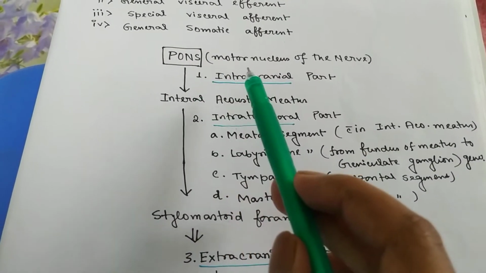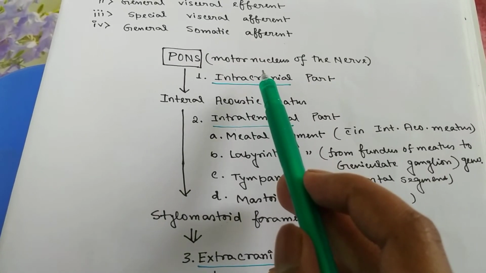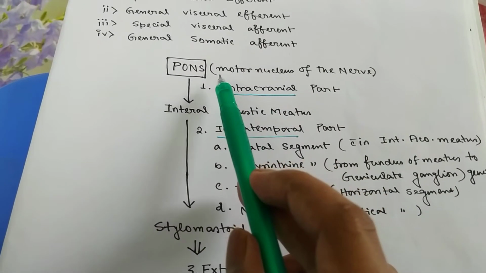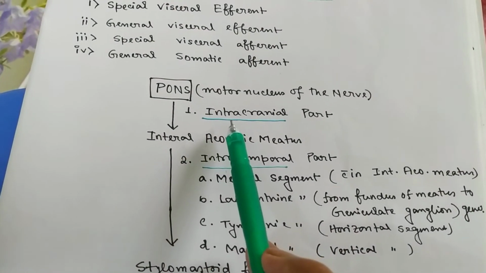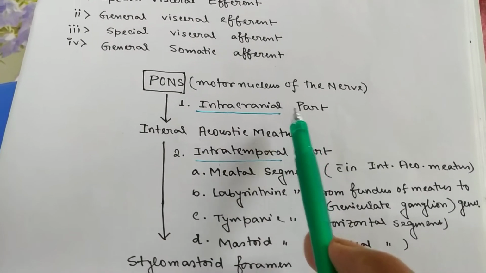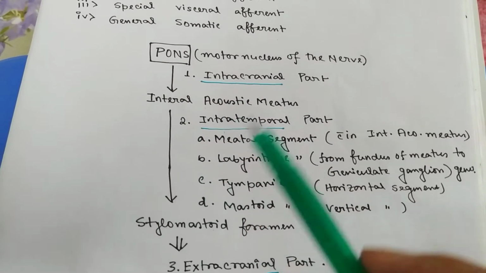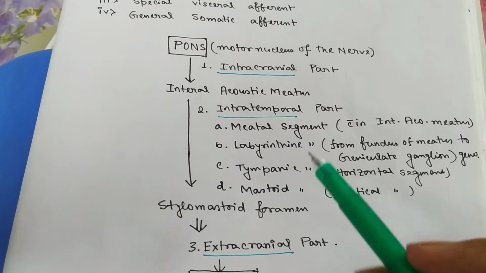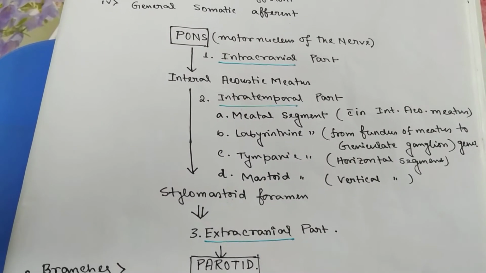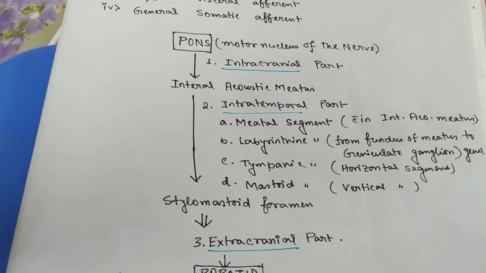In the pons, there is a motor nucleus from which facial nerve originates, and from this motor nucleus up to the internal acoustic meatus, the part of the facial nerve is called intracranial part. From the internal acoustic meatus up to the stylomastoid foramen, the part is intratemporal, and from stylomastoid foramen up to the parotid gland, the part is extracranial.